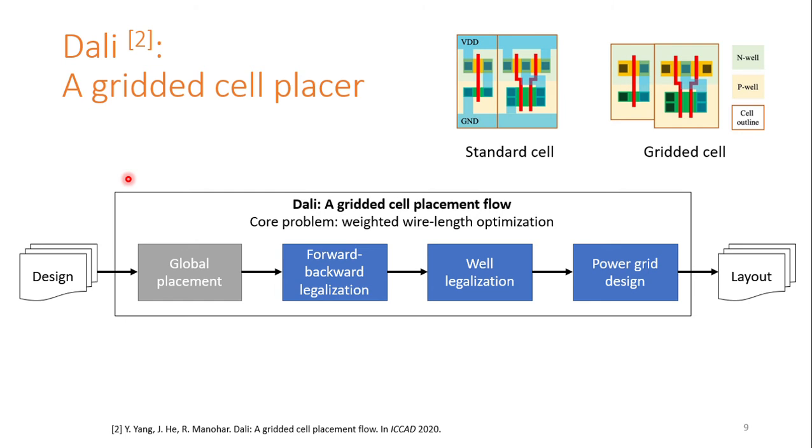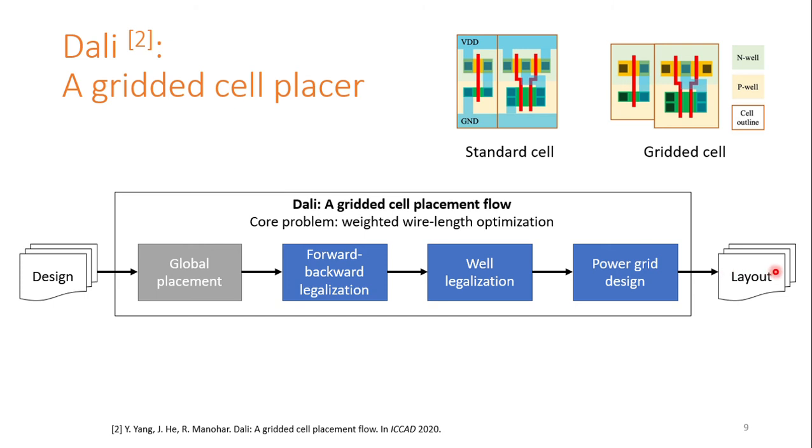The core problem being solved is weighted wire length optimization, subject to placement constraints like no cell overlap and design rule cleanness, and we need to handle gridded cells in this flow. Given a design, we run global placement and then forward-backward legalization, after which we run well legalization, do the power grid design, and then generate the layout for routing.